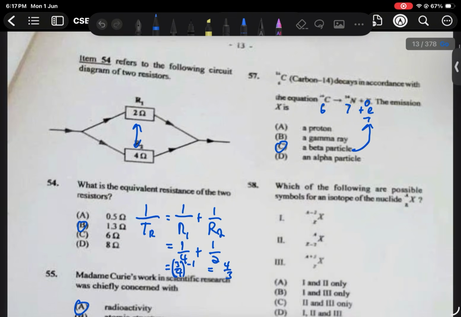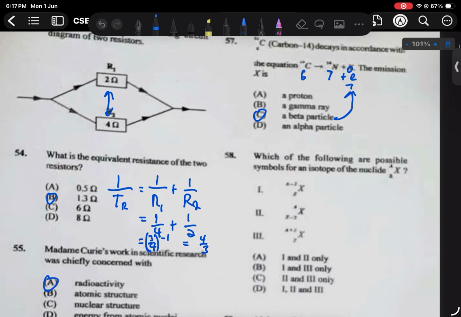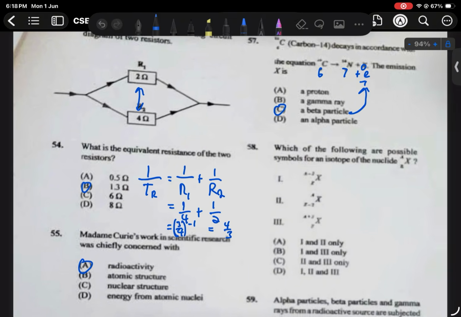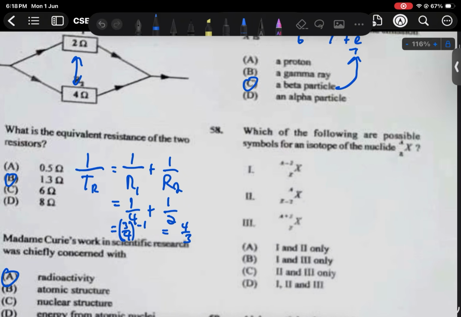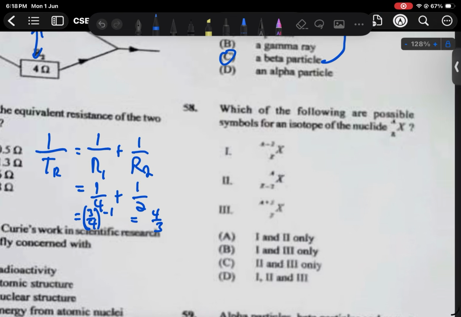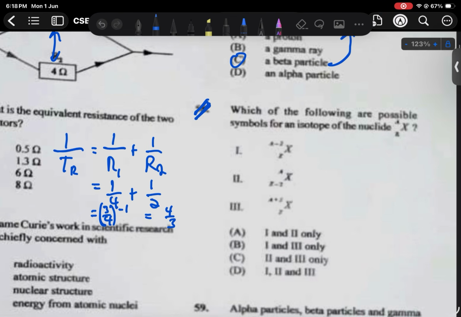Which of the following are possible symbols for an isotope of the nuclide A X Z? So the proton number, which is the atomic number, would remain the same, and the mass number would change. So the following are possible symbols for an isotope of the nuclide. Okay, we're gonna skip this question. I can't really see it.